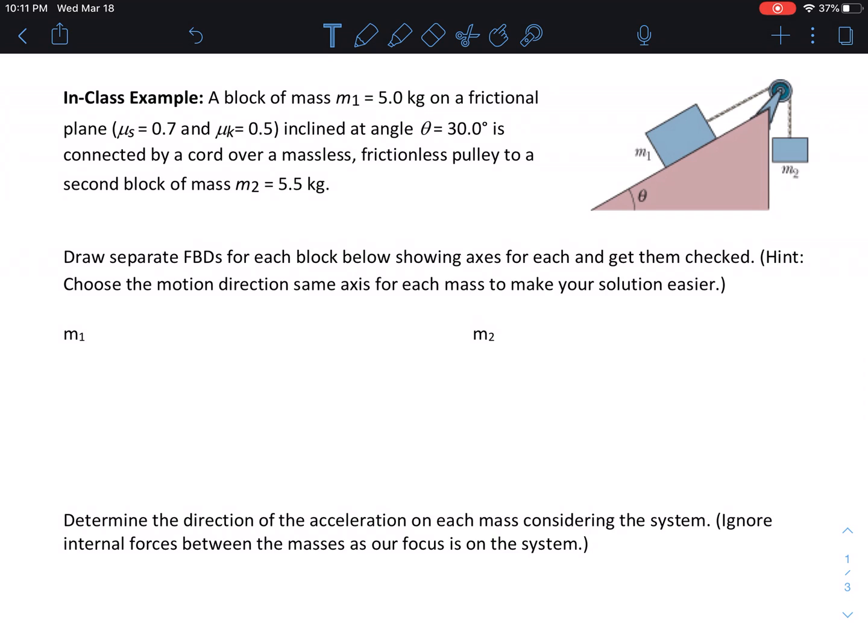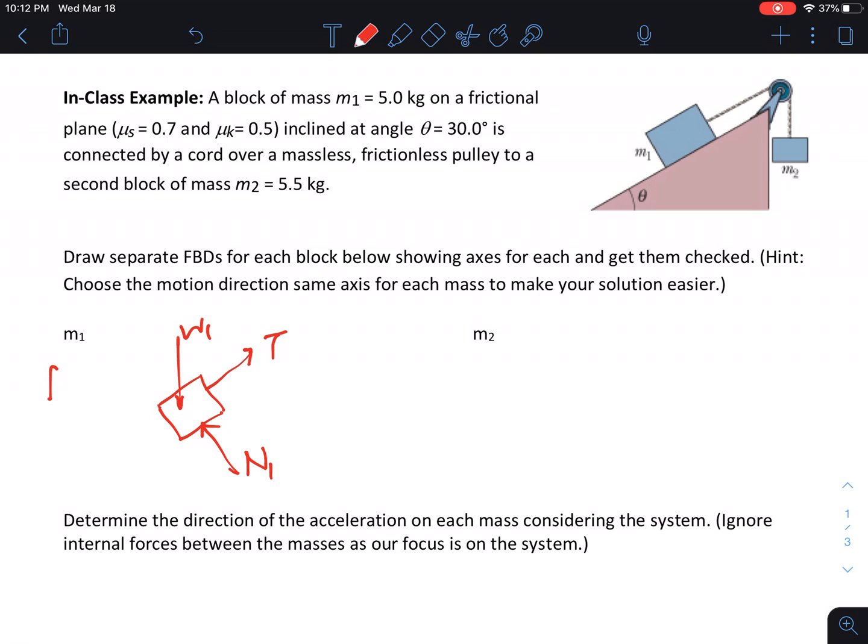The first thing to do is to draw free body diagrams for each block. If we were in class, we would ask you to get them checked, but of course we are not able to do that. So we're focusing on M1 first. I'm going to draw it like this. The forces acting on it are the weight force going down, let's call it W1, and the normal force, which I'll label N1. And there's tension, it's a pull force, so it's going that way.